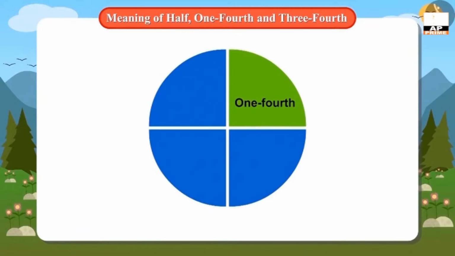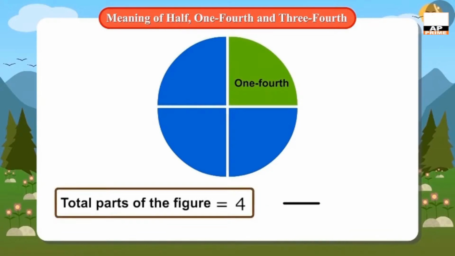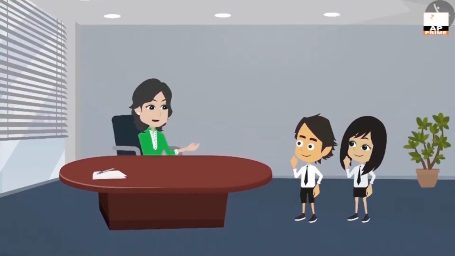To write this, we will first draw the line of division and then write the total number of parts of the figure in it. There are a total of 4 parts of this figure. Therefore, we will write 4 under the line and 1 out of these 4 will be quarter. So, we will write 1 above the line. That means to write a quarter, we have to write 1 out of 4. You both have given the right answer.